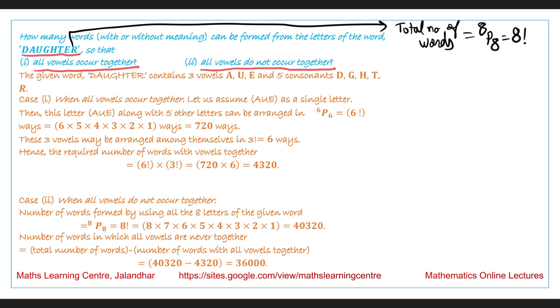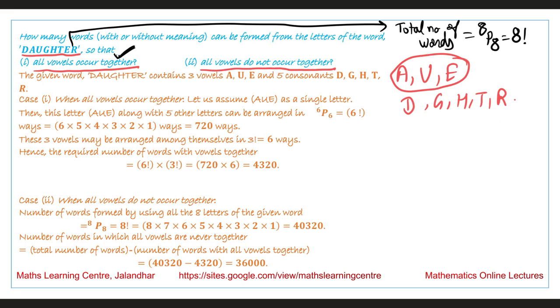Now we consider the case where all vowels occur together. In this word, the vowels are A, U and E. These are the 3 vowels, and D, G, H, T, R are the 5 consonants that we have. In the first case, we say the vowels are all together, so we consider these 3 letters as one unit, which means there are 1, 2, 3, 4, 5, 6 places.